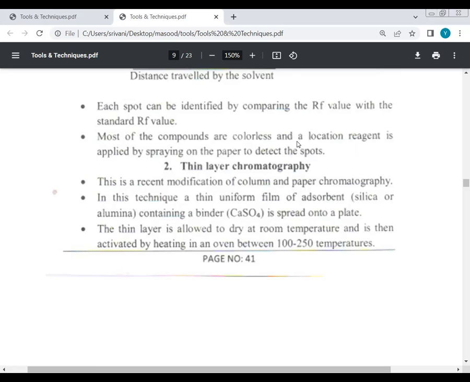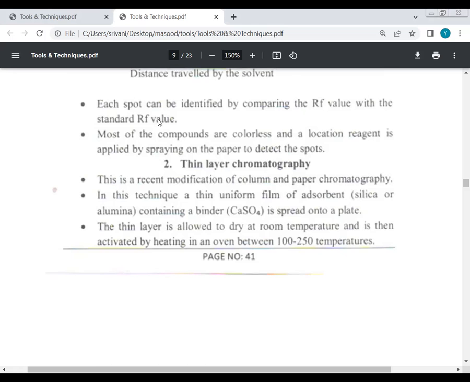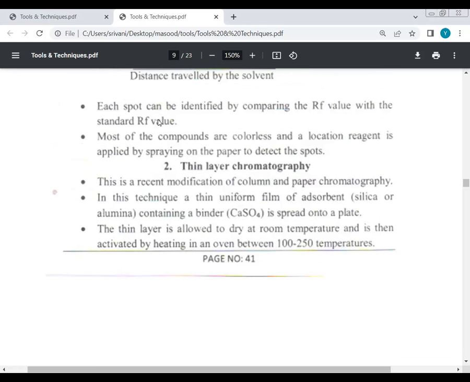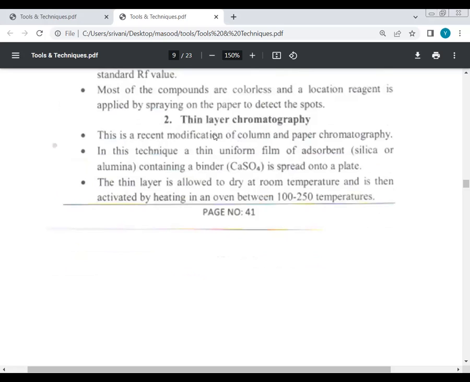So that type of reagent you can take and spray on the paper, because of which the color will change. Due to that color change, we can easily identify which amino acid is spread on the paper. So easily we can find it.